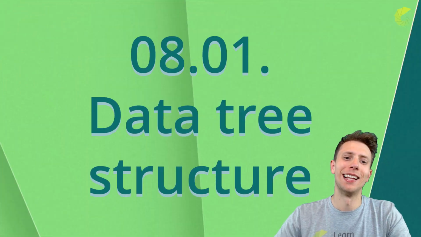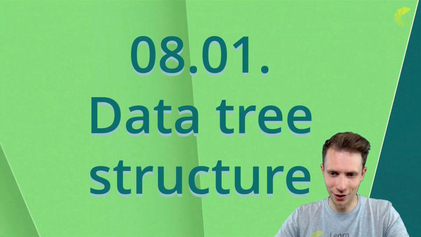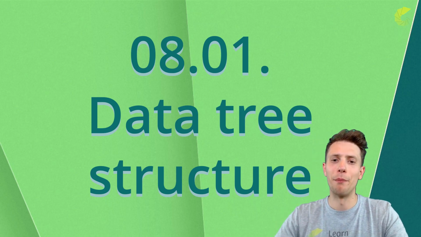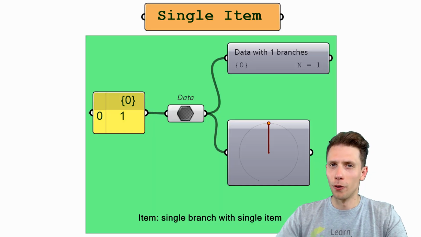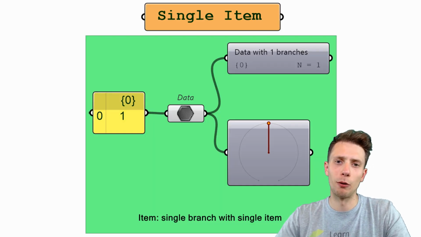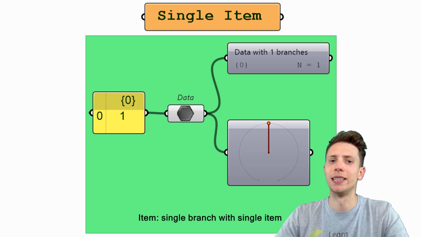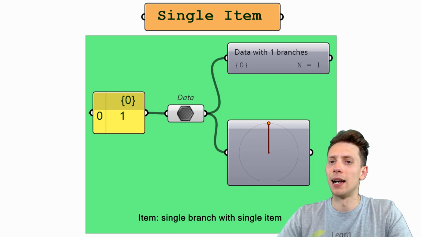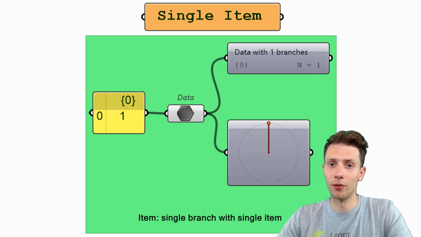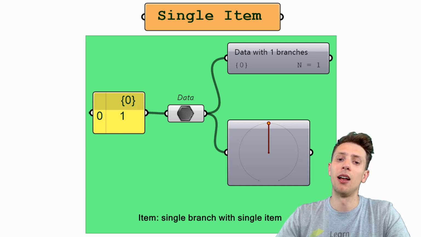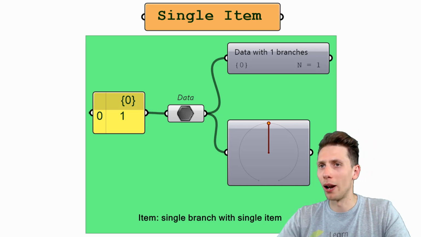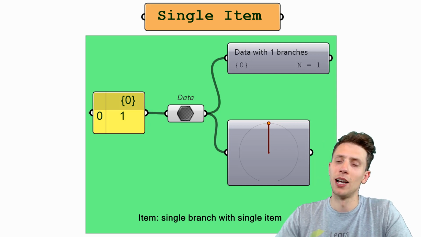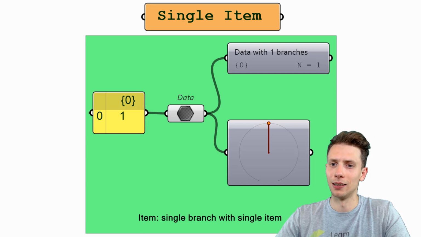Hello and welcome to this lesson called Data Tree Structure. Before we go to data tree structure, let's make a quick recap about list and data. So first, you're familiar with a single item. Here we have defined in the panel one value, a 1, and to see the data we can use Param Viewer, which can give a lot of information, what kind of branches are there and how many elements we can find there. So an item is a single branch with a single item.